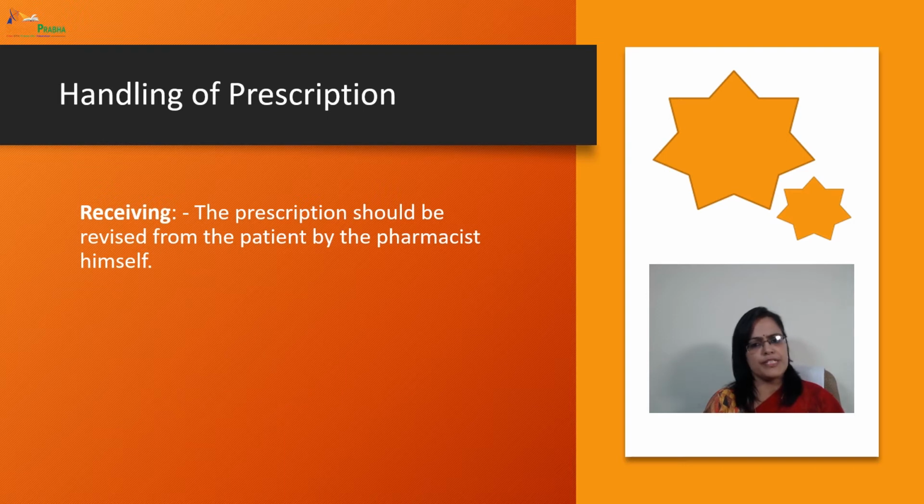Receiving: the prescription should be received from the patient by the pharmacist himself. While receiving the prescription, the pharmacist should not change his facial expression, which might give the patient an impression that something is wrong in the prescription. It is a general perception of a person. When someone receives something, you should receive it with some positive gesture. All right, so this should be taken care of by the pharmacist.